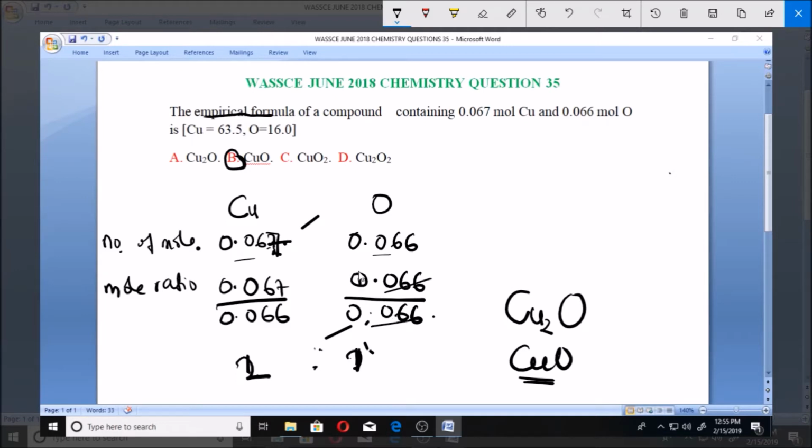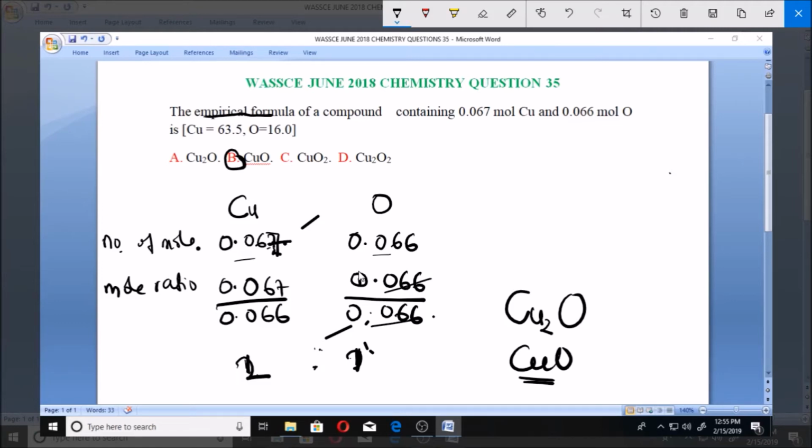But in this case, we have 1 on either side, so we don't have to put 2 or 3 or anything. It has to be CuO, because Cu is 1 and O is 1. So that's how you go about this.